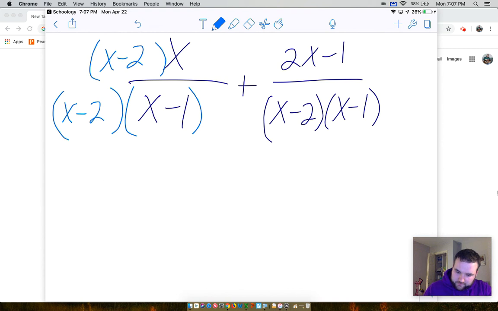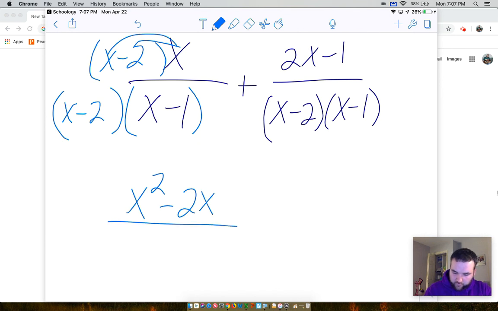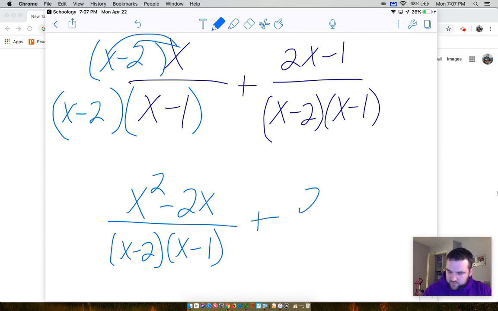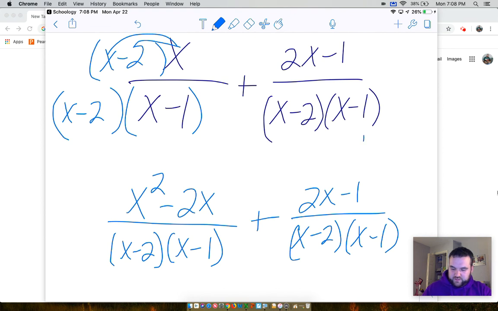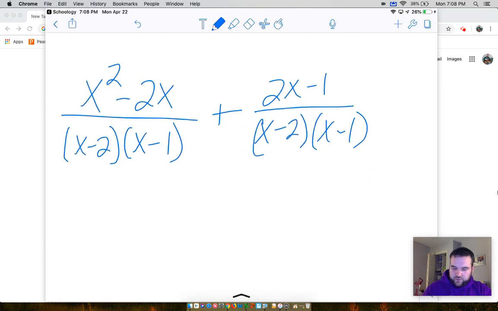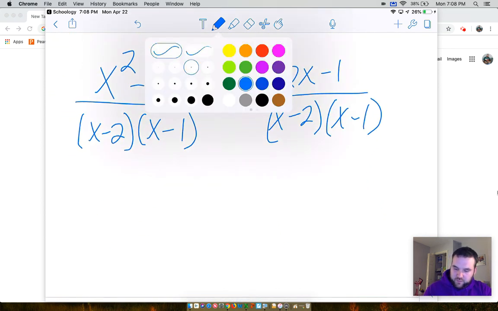So if I distribute that numerator, I get x squared minus 2x over my denominator of x minus 2 times x minus 1. And then plus 2x minus 1 over x minus 2 and x minus 1. This is kind of silly to write it as two separate fractions. I should have just combined the numerators together right away.